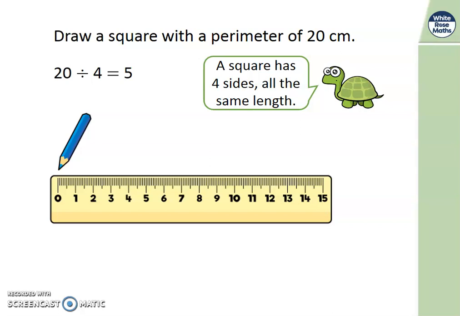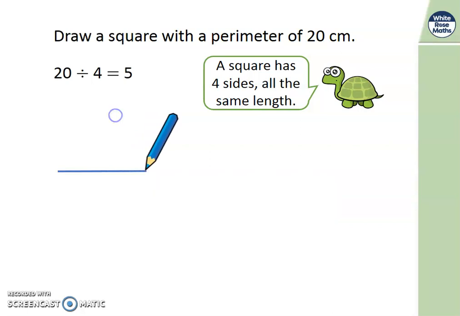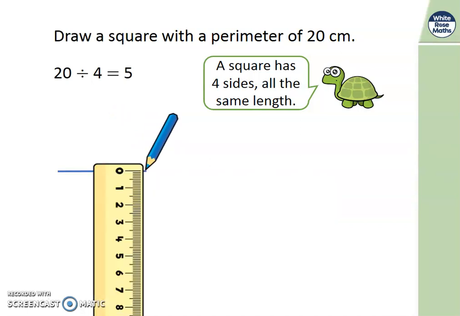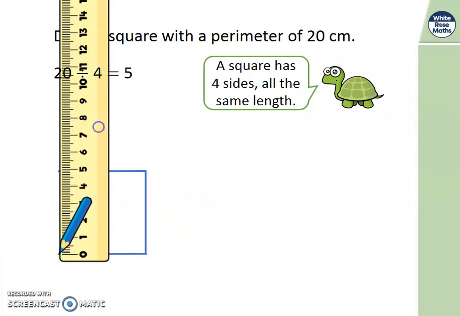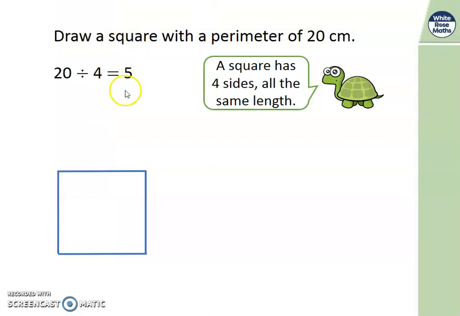So we start on our 0 and we draw along 5 centimeters. Then we turn our ruler round, starting on our 0, and we draw 5 centimeters. Then we stop and we turn our ruler round, and even though it's upside down, I can still see where 5 centimeters is. And then we turn our ruler round and we draw up 5 centimeters. And there I have a square. 5 add 5 add 5 add 5 is 20 centimeters.